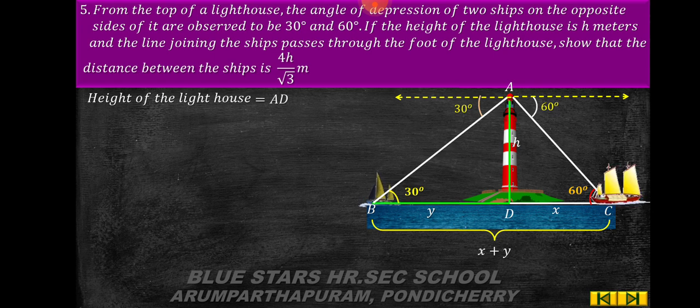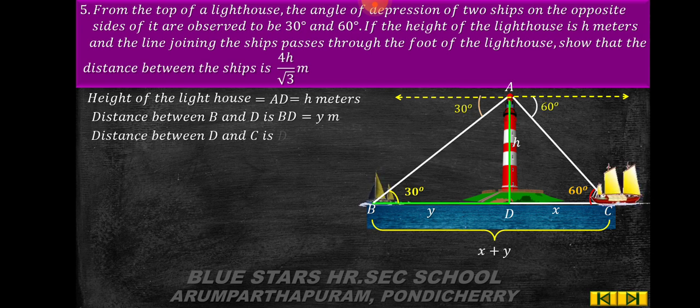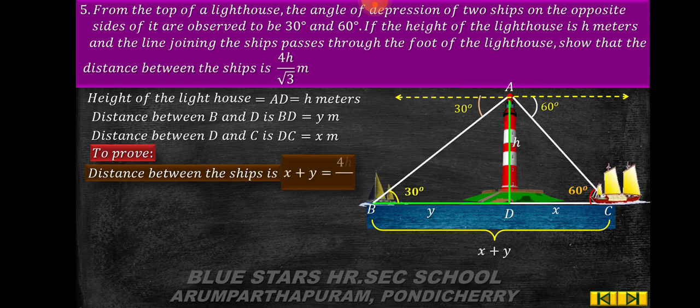Height of the lighthouse is equal to AD is equal to h meters, and the distance BD is equal to y meters, and the distance DC is equal to x meters. To prove: the distance between the two ships, x plus y, is equal to 4h by root 3 meters. So in triangle ABD, angle ABD is equal to 30 degrees.